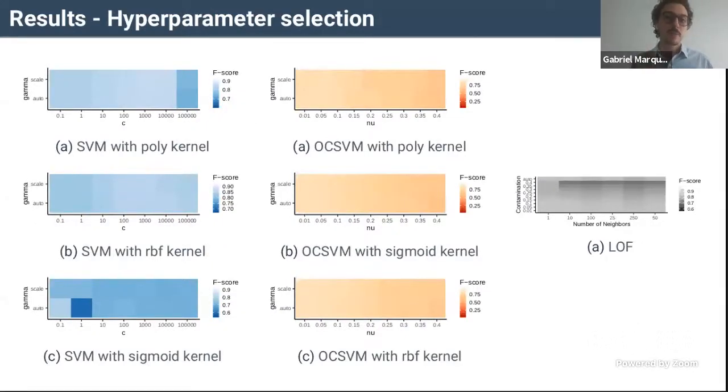Then, considering the hyperparameter selection, we have done hyperparameter tuning. And as is very well known in the machine learning literature, SVM is an algorithm which is harder to be tuned. As you can see in the sigmoid kernel, the best performing setup is very close to the worst performing setup with only a change in the C hyperparameter. So it's difficult to tune SVM, while on the other hand, one-class SVM is easily tuned, and also LOF generally is easy to tune because lower values of number of neighbors and contamination lead to higher quality in F-score values.